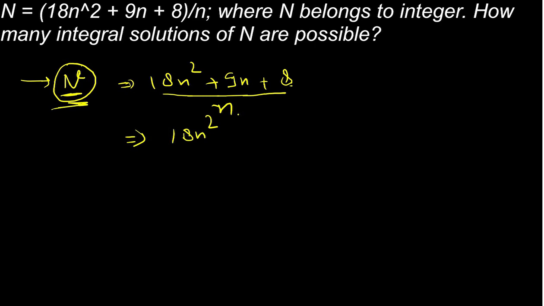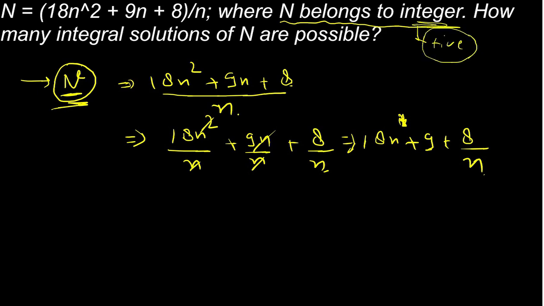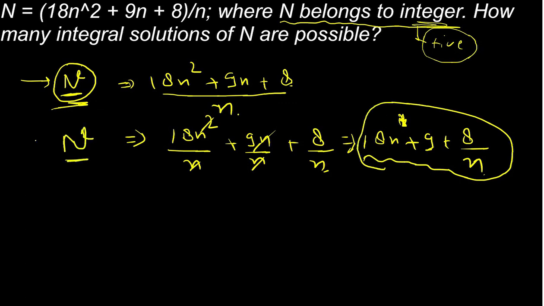Okay, so 18n square divided by n, 9n divided by n, and 8 divided by n. So this complete expression is going to turn into 18n plus 9 plus 8 by n. Now you have to see this very carefully. n belongs to integers. There is nothing given that it should be a positive integer. So this expression can be negative also.